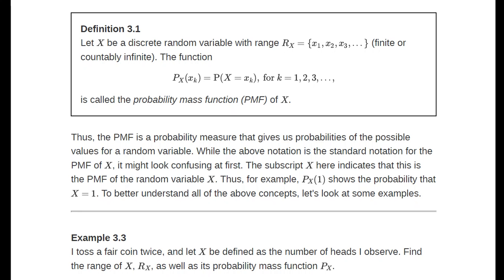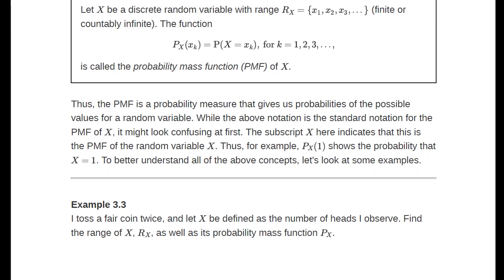Thus, for example, P_X(1) shows the probability that X equals 1. To better understand all of the above concepts, let's look at some examples. If you toss a fair coin twice and let X be defined as the number of heads you observe, find the range of X, R_X, as well as its probability mass function P_X(x).